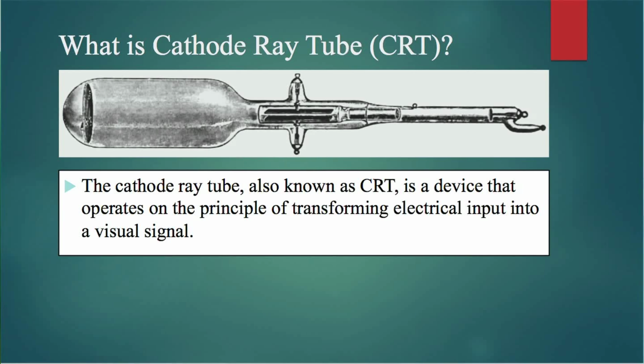Now let us discuss what is a cathode ray tube, which is shortly called CRT. As I said, it is also known as CRT. It's a device that operates on the principle of transforming electrical input into a visual signal. It may interest you to know that the cathode ray tube, also known as Braun tube, is still utilized in various electronics like oscilloscope tubes, TV sets or computer monitors.